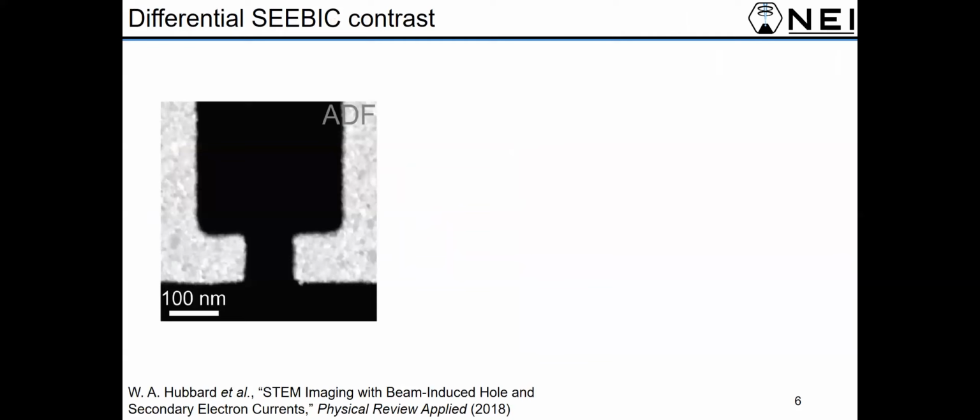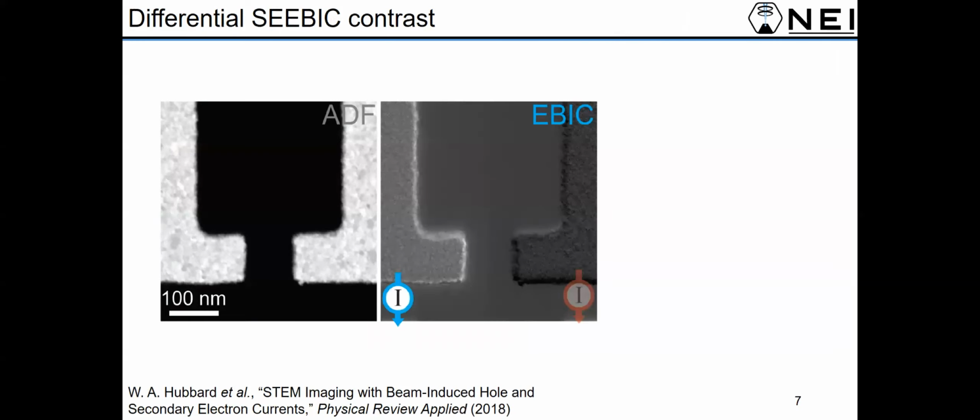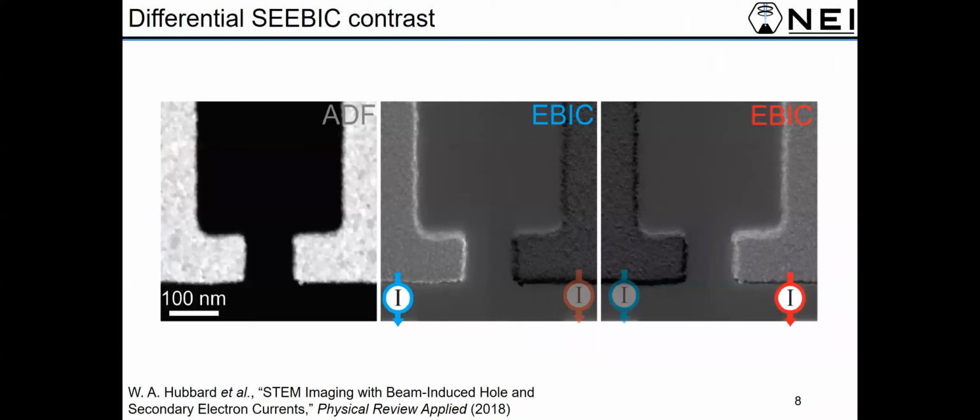Here we have perhaps the second simplest device for SEEBIC we can imagine, which is two electrodes on an electron transparent membrane. And so here we can independently connect to each of these electrodes, and you'll see that whichever electrode we're connected to shows up as bright. And because these electrodes are very well isolated, we get kind of a binary indication of which electrode we're connected to. But moving forward, we can look at devices where things aren't so well separated and see more complicated contrast.